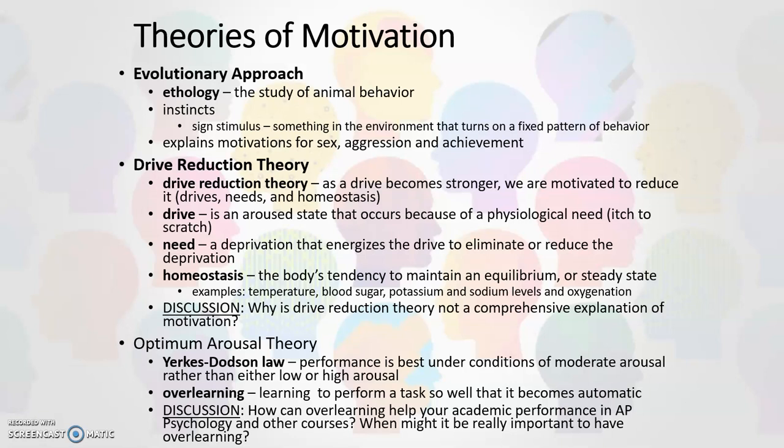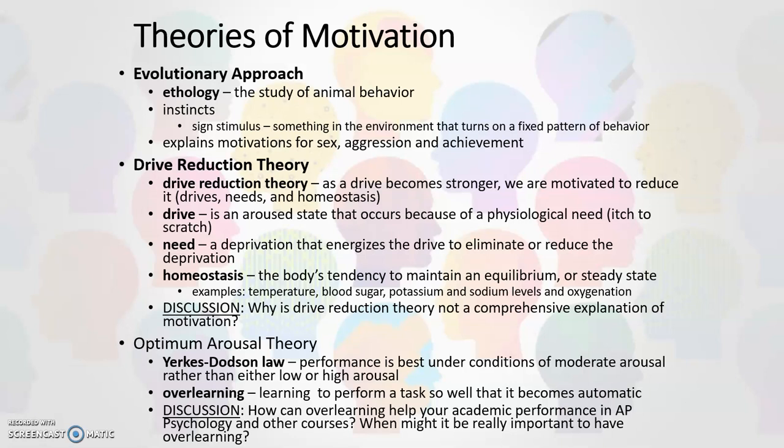Optimum arousal theory is mainly by the Yerkes-Dodson law, which you guys will need to know, but performance is best under conditions of moderate arousal. Overlearning is learning to perform a task so well that it becomes automatic. Think about driving a car when you first learn to drive. You have to really think about where 35 miles an hour is. However, once you've been driving for a while, you won't even need a speedometer to know right around where 35 miles an hour is.